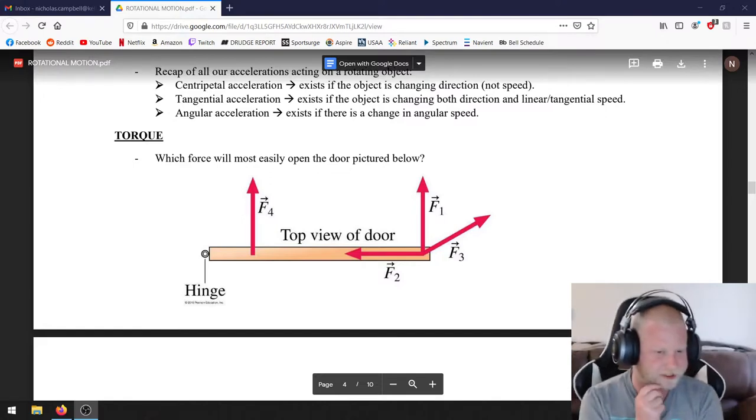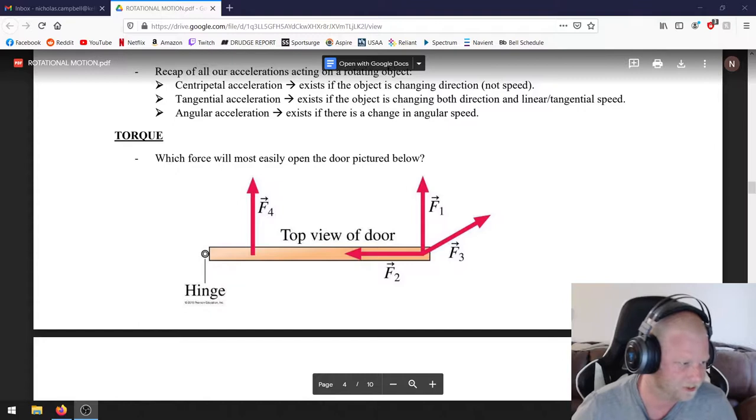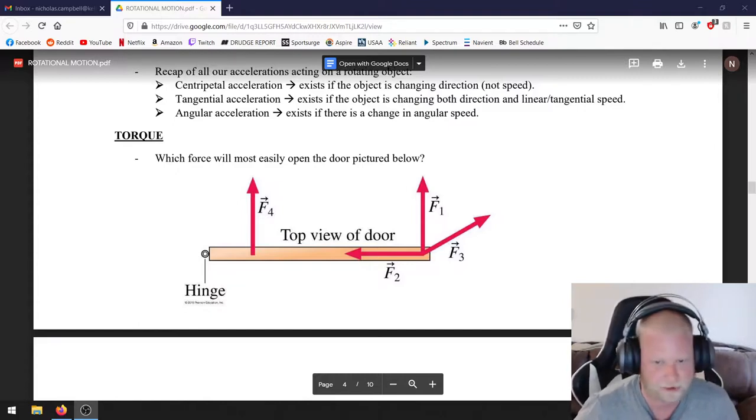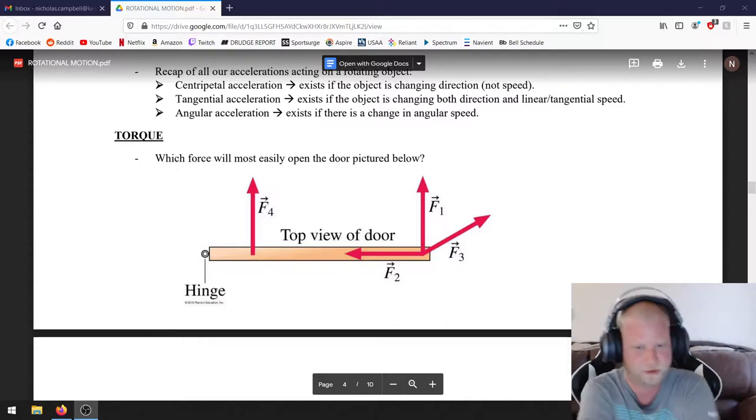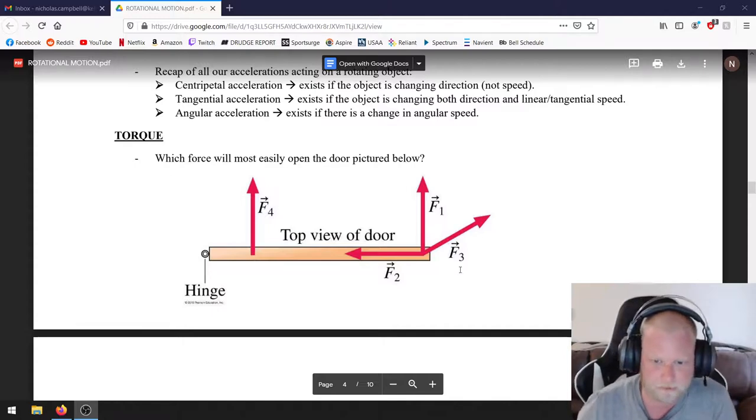So, for instance, let's take a look at this image. We've got four different forces acting on this door. Now, test it out on a door in your home, or just use common experience. Which force is most easily going to open the door? Well, force 1, obviously, right?